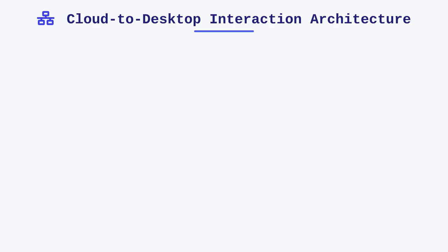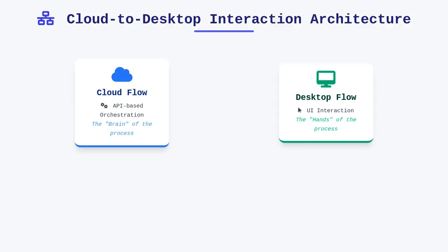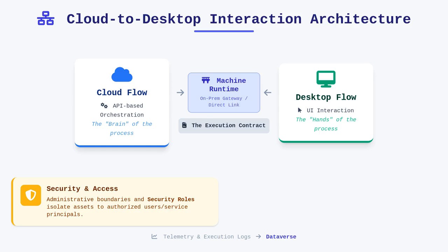The interaction between these components relies on specific networking and security configurations, most notably the on-premises data gateway or the direct cloud-to-machine connectivity provided by the machine runtime. When you design an automation, you are essentially defining a contract between the cloud flow, which handles API-based orchestration, and the desktop flow, which handles user interface interaction. The machine runtime environment acts as the bridge that listens for commands from the cloud and transmits execution logs and telemetry back to Dataverse. Security roles and administrative boundaries in the Power Platform allow you to isolate these automation assets, ensuring that only authorized users or service principals can trigger sensitive desktop flows.